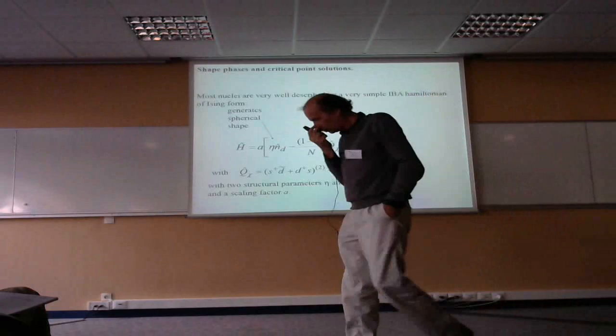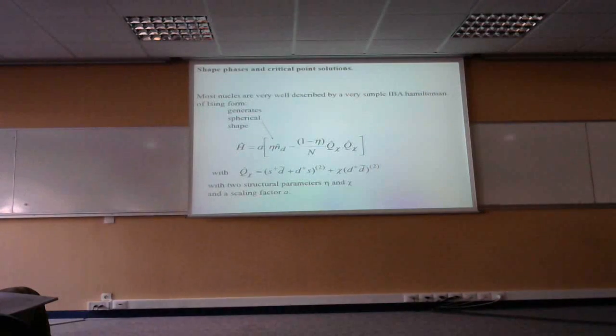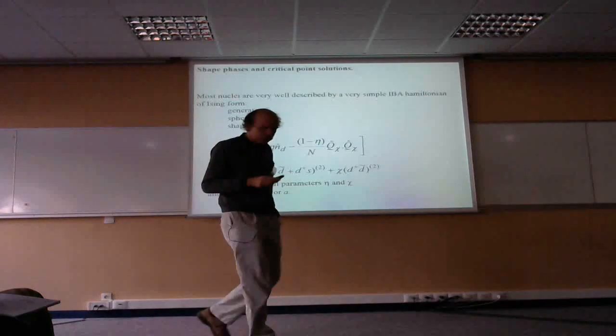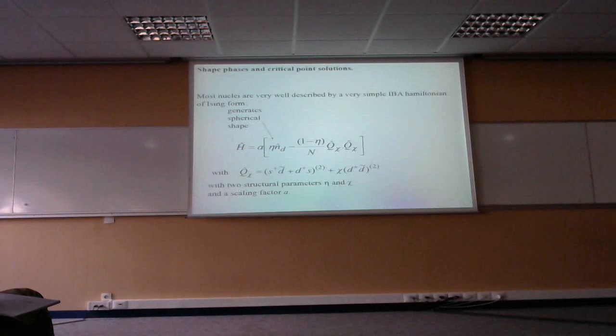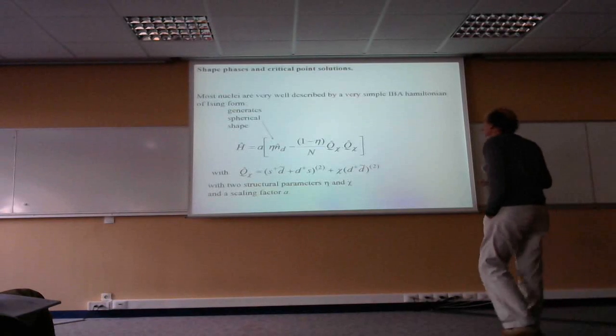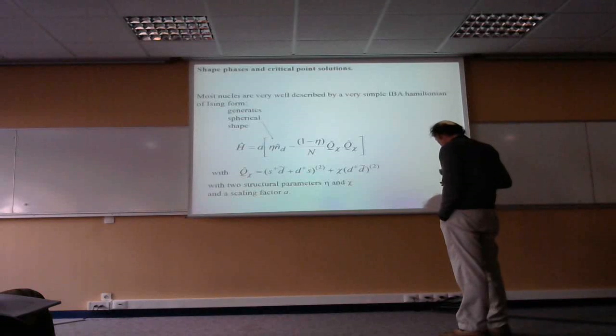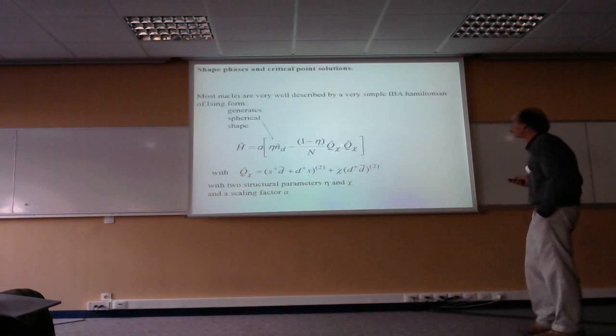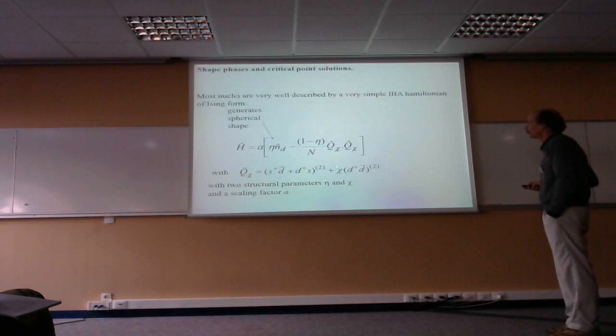Now I will come to another subject which is associated with the shape of a nucleus. We will discuss now shape phases and critical point solutions, which will be discussed also in detail tomorrow by Norbert Pietrala. Now, most nuclei are very well described by an extremely simple IBM Hamiltonian. It's called the consistent Q formalism, and it has two terms. It has the Casimir operator nd, the first order Casimir operator of U5, and the quadrupole operator as a function of this parameter chi. Remember, this was the sixth parameter we had, as a scalar product with itself.